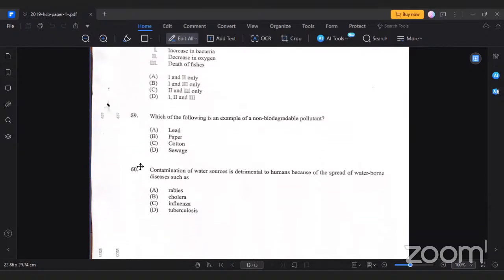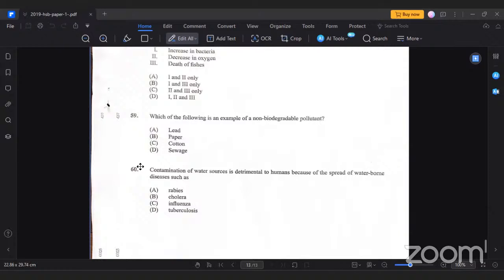Which of the following is an example of a non-biodegradable pollutant? Is it lead? Is it paper? Is it cotton? Is it sewage? And when we say non-biodegradable, we mean that it is not going to be broken down in a matter of days or weeks. It's going to take years and years and years to break down, which is the answer.